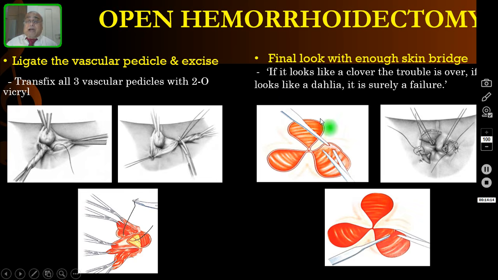So if the appearance looks like a clover, the trouble is over. Suppose if it looks like a dahlia, it is definitely a failure of the surgery. So you have to be very careful. There should be skin bridges between these raw areas, 3 skin bridges. So you can trim this raw area also. You can trim if there is any bleeding. Okay, you can achieve the hemostasis by using a cautery.